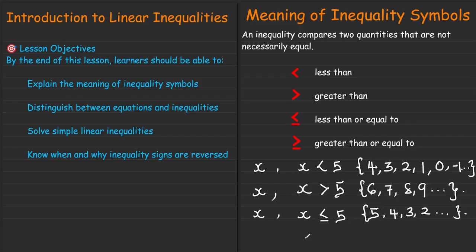So the same way, if you have to take x, where x is greater than or equal to 5, then we are also going to start from 5, before listing the remaining numbers that are greater than 5. So you have 5, 6, 7, 8, and then it also goes on and on. These are the basic meanings of the four inequality symbols.